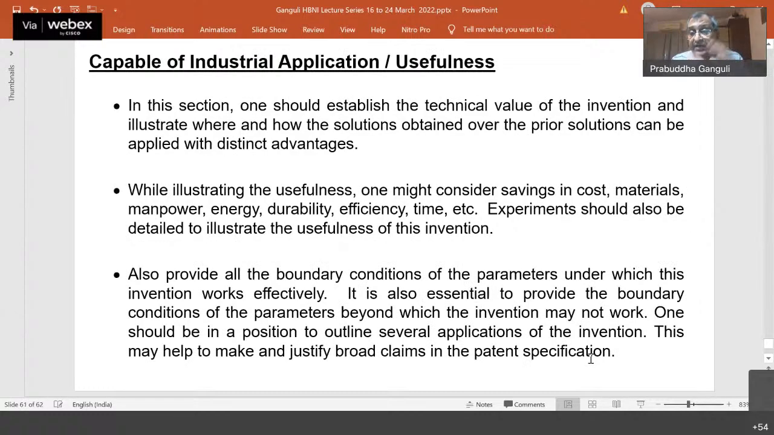And similarly, if you remember the third item in a patent, I had said novelty, inventive step or non-obviousness, and whether it is capable of industrial application. So in all of them, we have to show that whatever I did is capable of industrial application, that there is a usefulness, a use for this particular invention. So this is something that we need to look at very carefully and systematically.